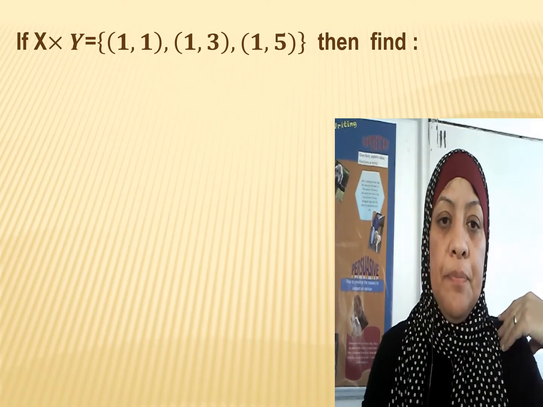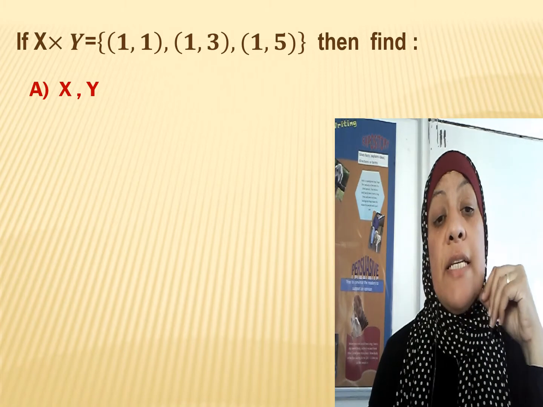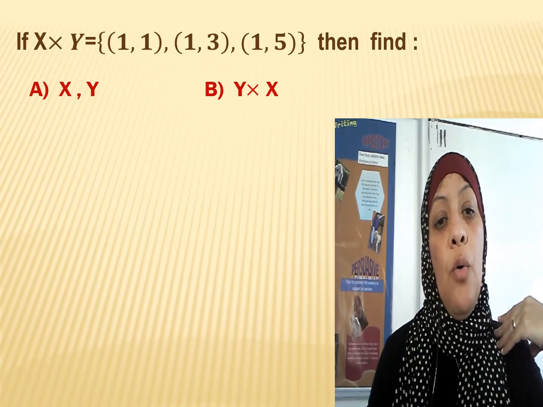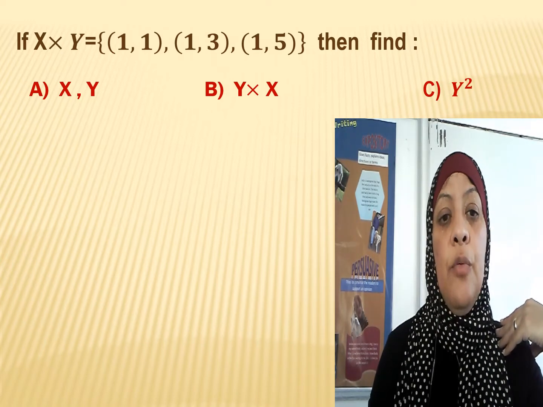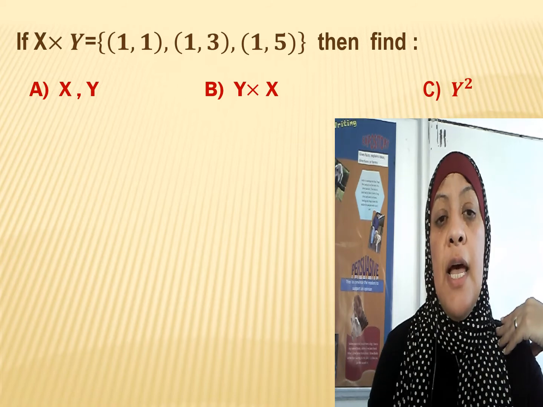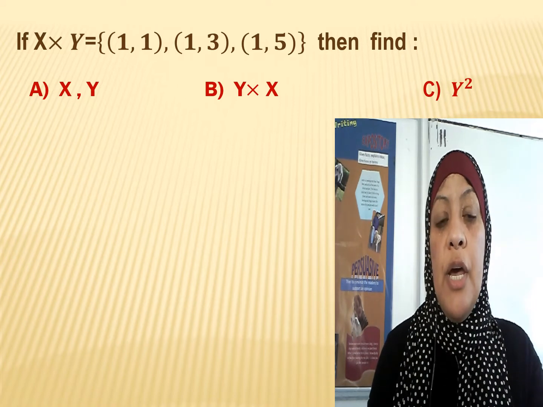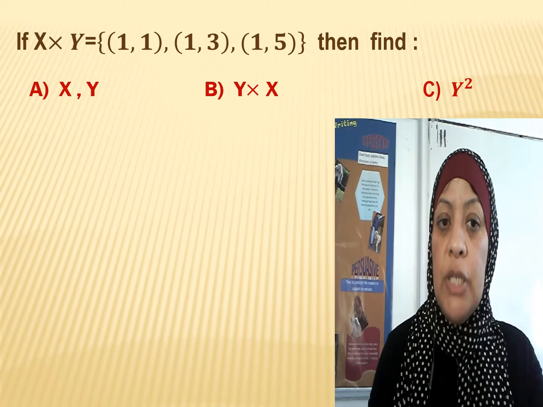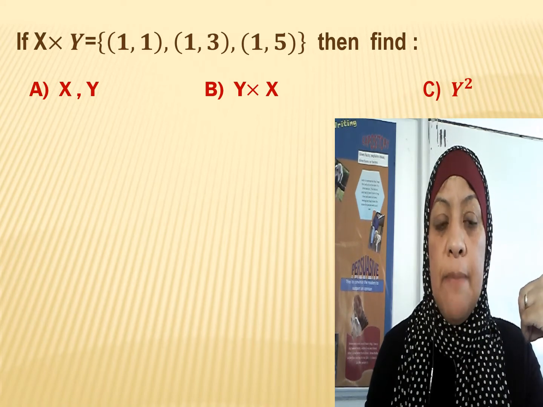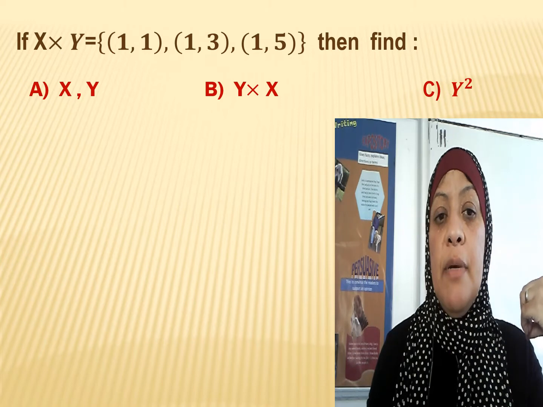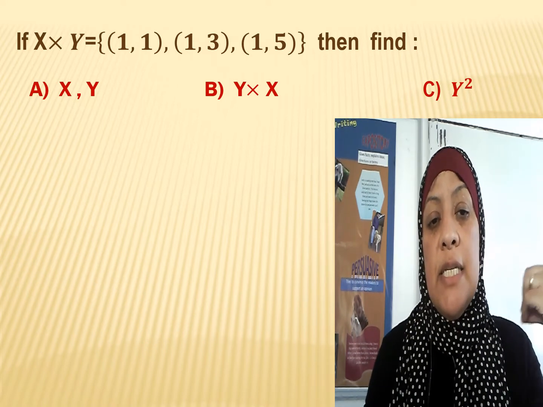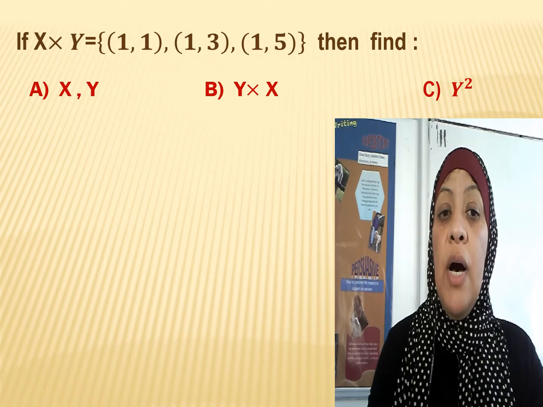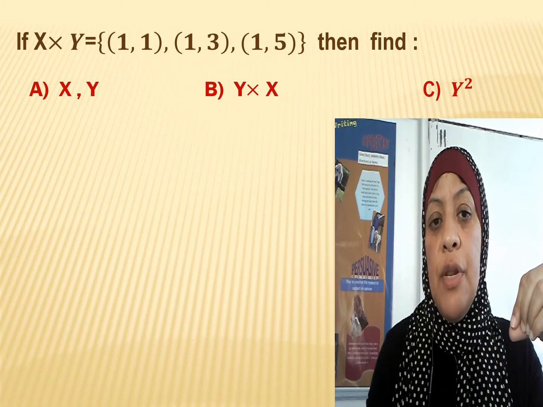then find A, X and Y, B, Y product X, C, Y². Okay, we need to get set X. Now I give you the Cartesian product, the answer, and I want to determine set X. Set X means the elements belonging to the first projection. Then 1, 1, 1 means that set X is the set of 1. Y, the second projection, is 1, 3, and 5.